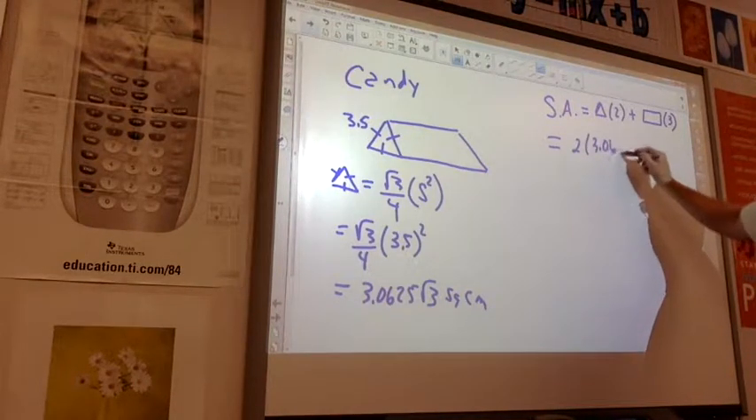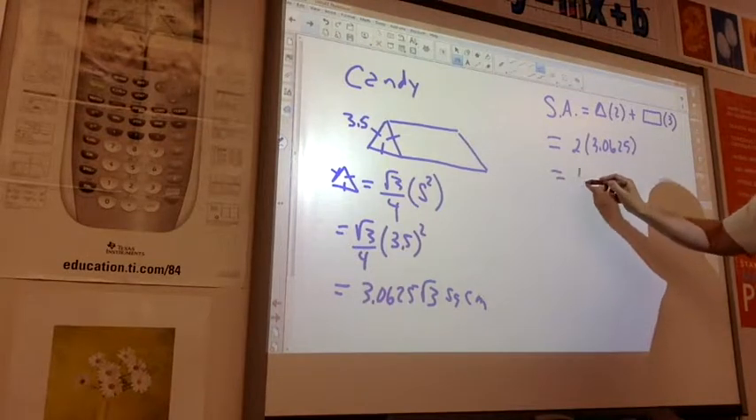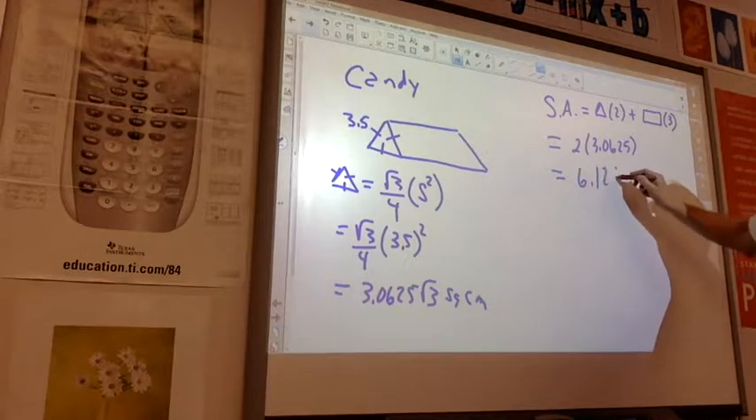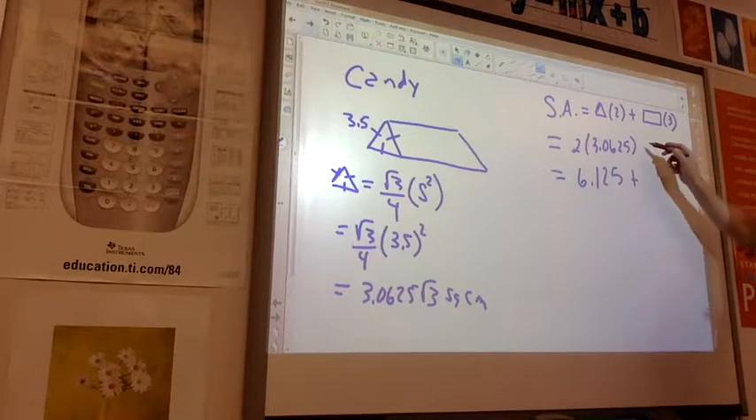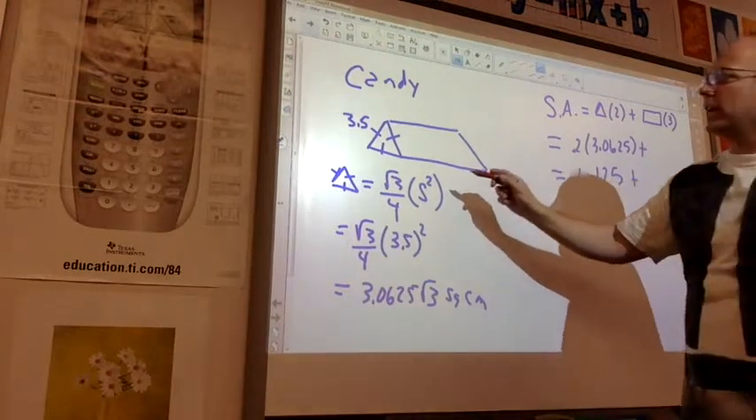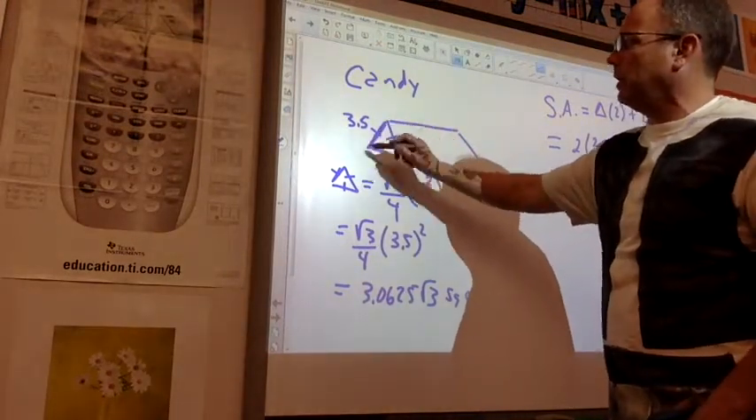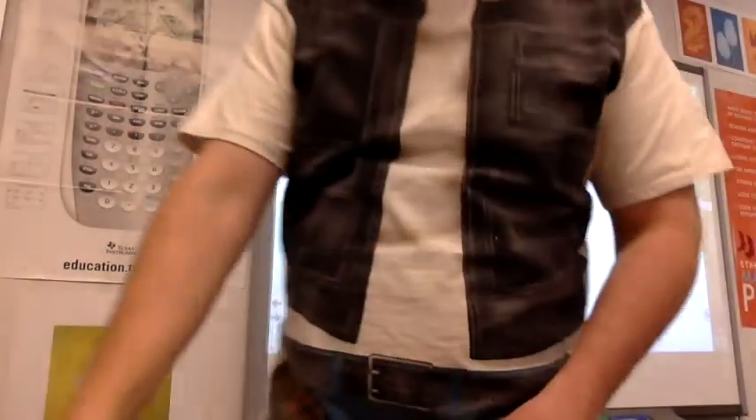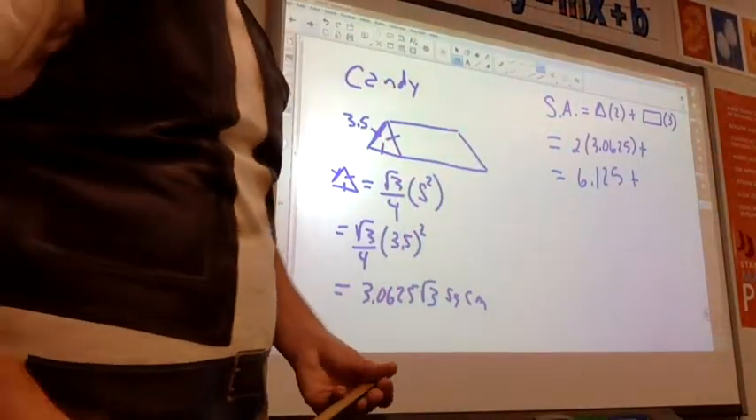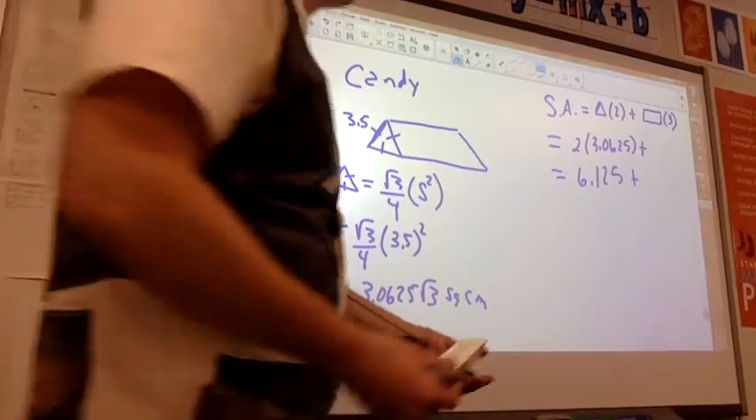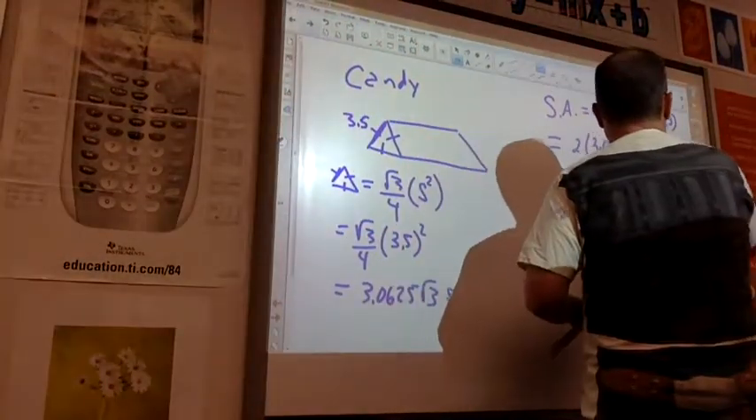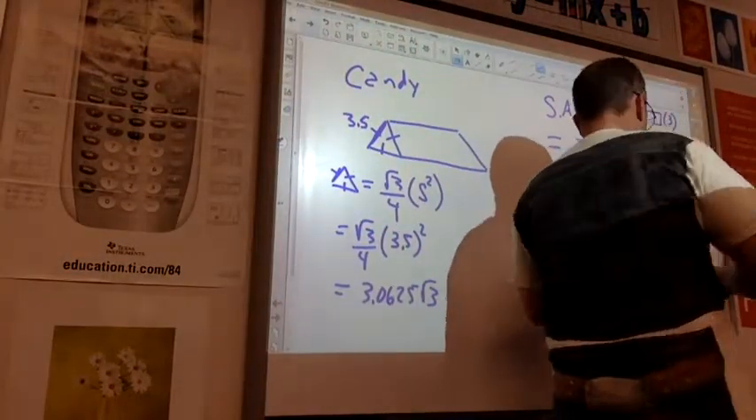What'd you get? 6.125 plus 3 rectangles. Okay, so the dimensions of my rectangles: I know that this side will be 3.5. What about the root 3? Oh, I forgot it again. Root 3. Thank you.